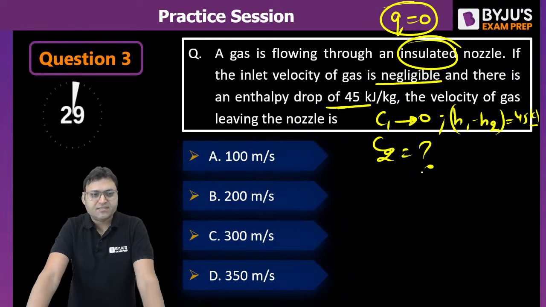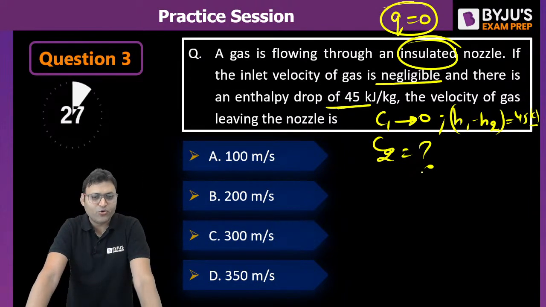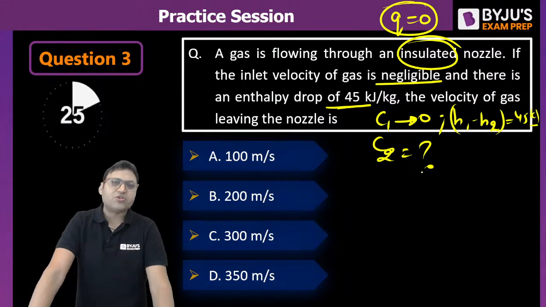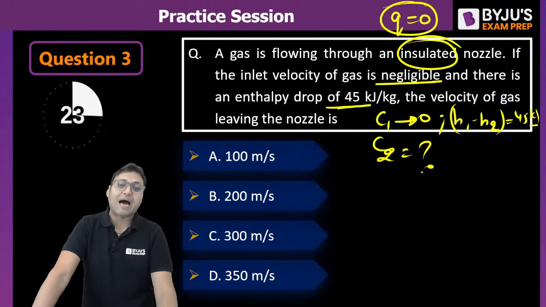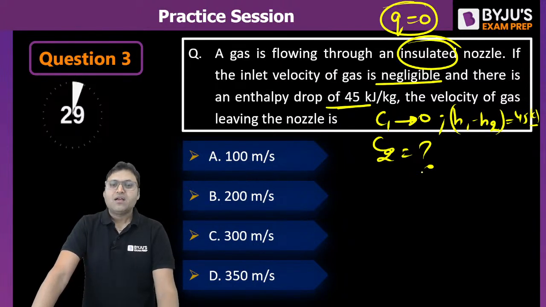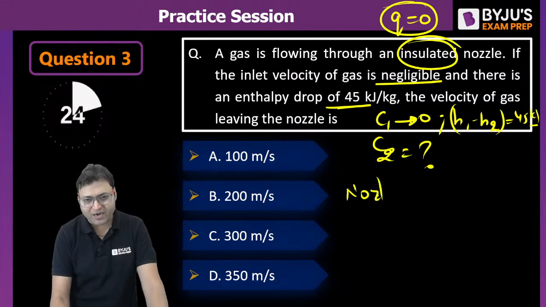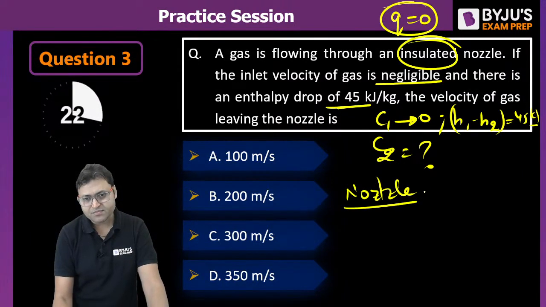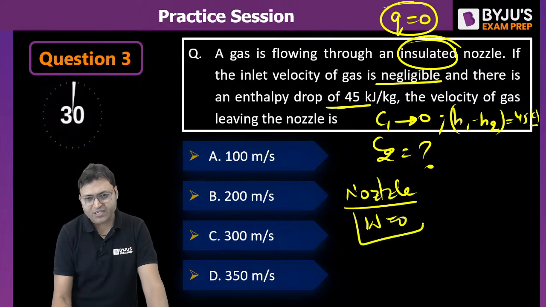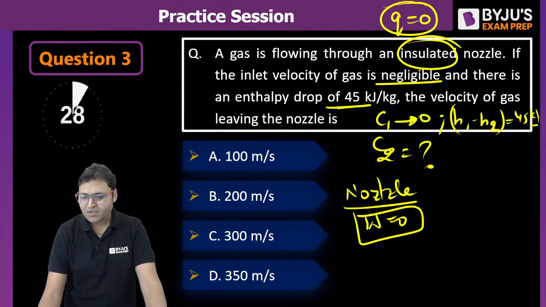The question is to find out the value of C2. Can you do it? Again, the question is from the first law of thermodynamics, but applied to a steady flow process, and the nozzle is not used for any type of work transfer. There is no work transfer in case of a nozzle.